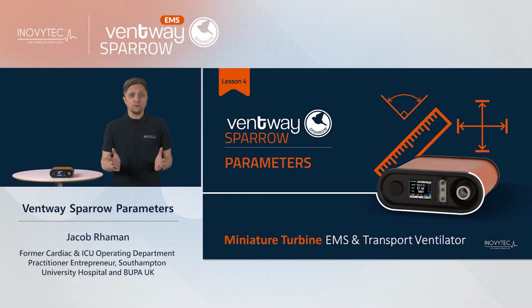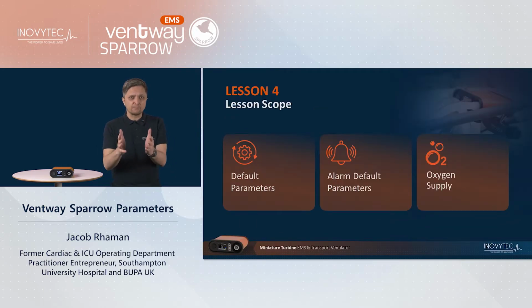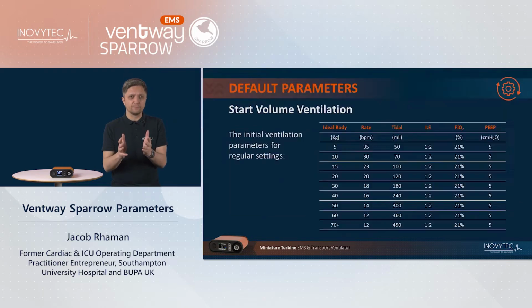This is lesson 4 of the Ventway Sparrow. In this lesson, we'll be highlighting the parameters of this miniature turbine EMS and transport ventilator. The Ventway Sparrow is set to default parameters for start volume ventilation.